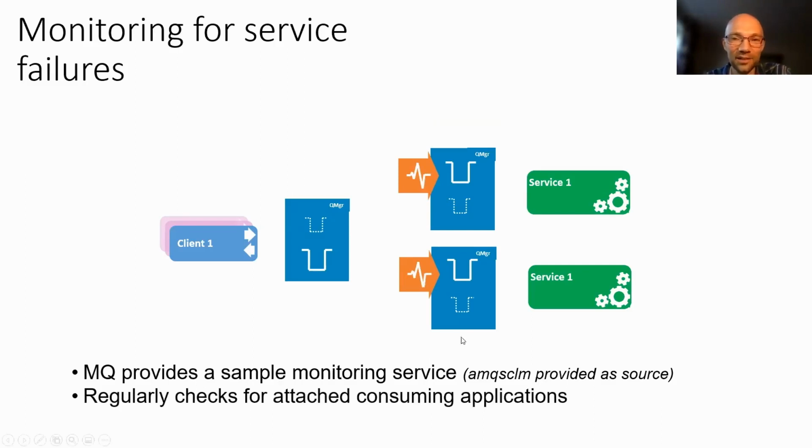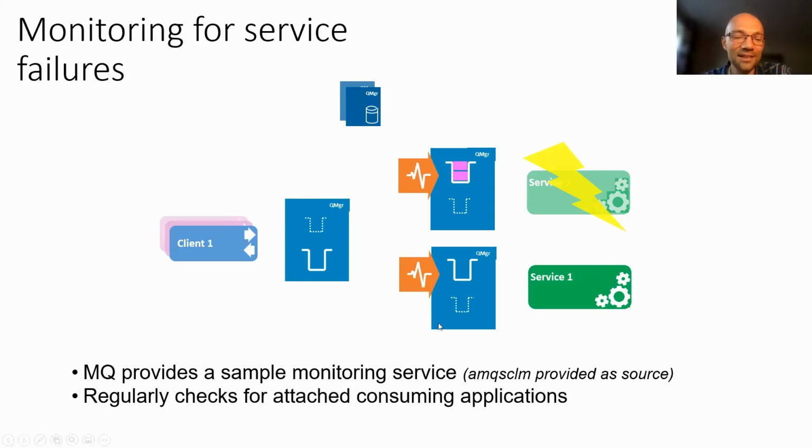So it regularly checks for whether that's happening, and if it sees that some sort of outage has happened to the service, it will then alter the attribute on the clustered queue that will mean that it will now not be considered by the workload balancing algorithm for sending more messages to it.